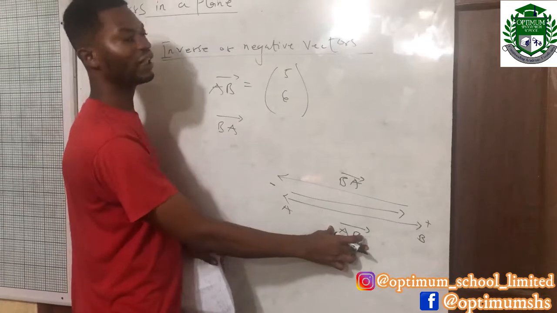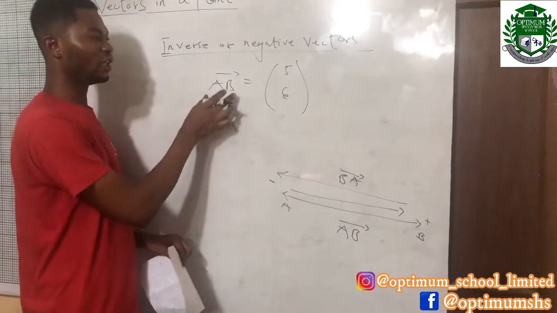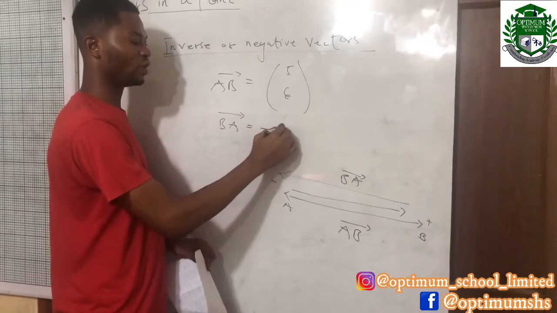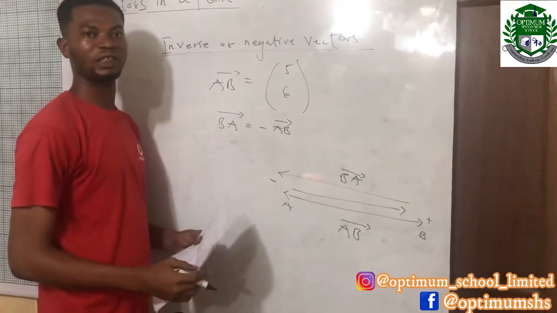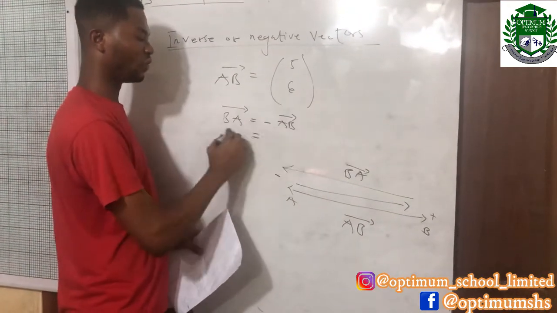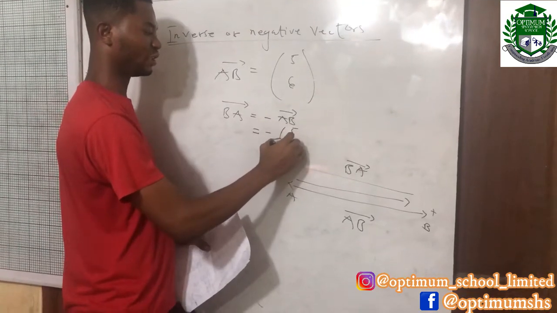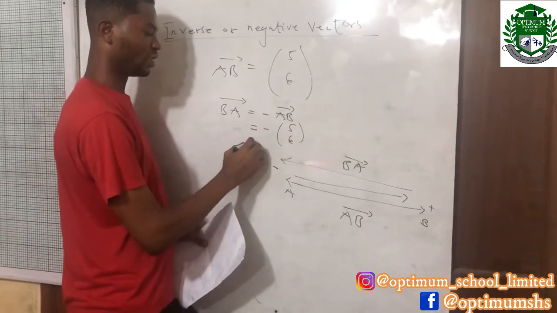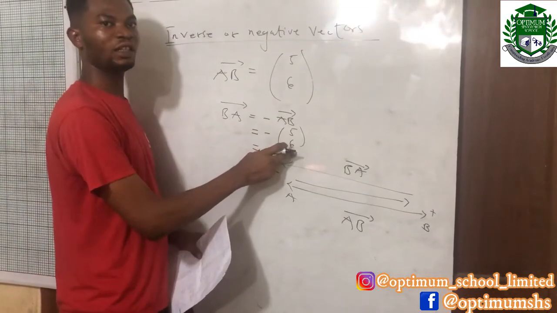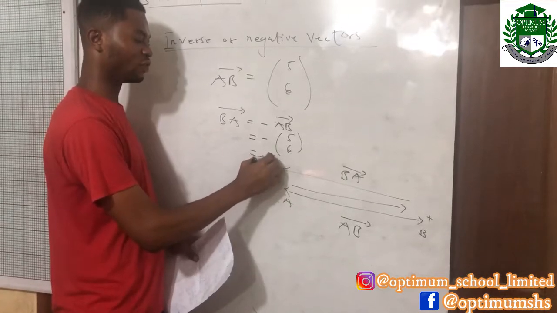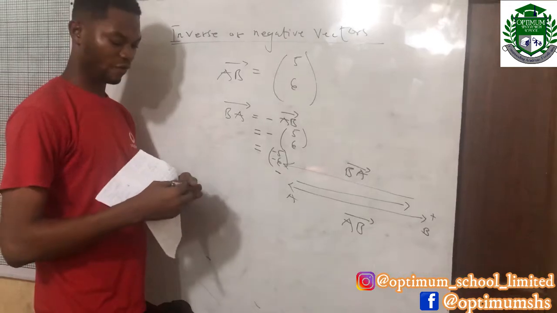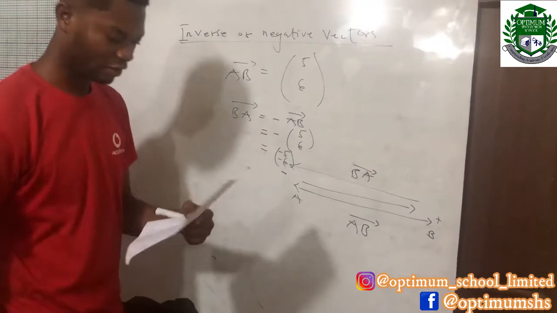So in inverse or negative vectors, all we do is that if I know AB and I'm looking for BA, BA becomes the negative of AB. That's what is simply meant by the inverse of a vector. So if I already know this to be this, to find BA, it's going to be -1 times 5, 6, and what you have here is called a scalar. It will multiply both the components in it, and the final answer is going to be -5, -6. So that's all about inverse vectors. They are very easy.